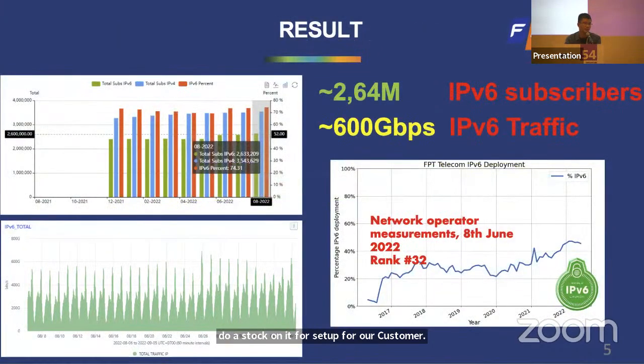Yes, you can see here the results of implementing IPv6 at APNIC Telecom. Until now, we have more than 2.6 million broadband subscribers who were assigned IPv6 successfully. At this time, we monitor an IPv6 traffic rate of more than 600 gigabits per second.